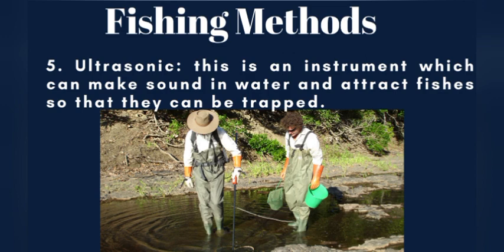Then number 5, ultrasonic. This is an instrument which can make sound in water and attract fishes so that they can be trapped. Okay, ultrasonic refers to the machine that makes noise in the pond just to draw the attention of the fishes for them to get caught. Now, likewise, this method is not popular in Western Nigeria where we are now. But it is used in other parts of the world where they have the equipment to use this method. Okay.